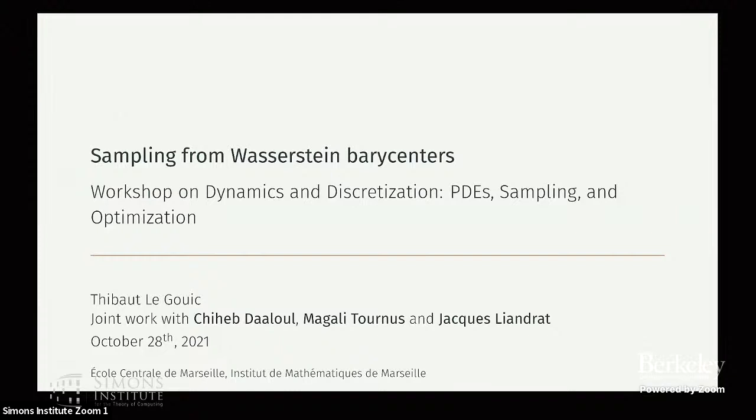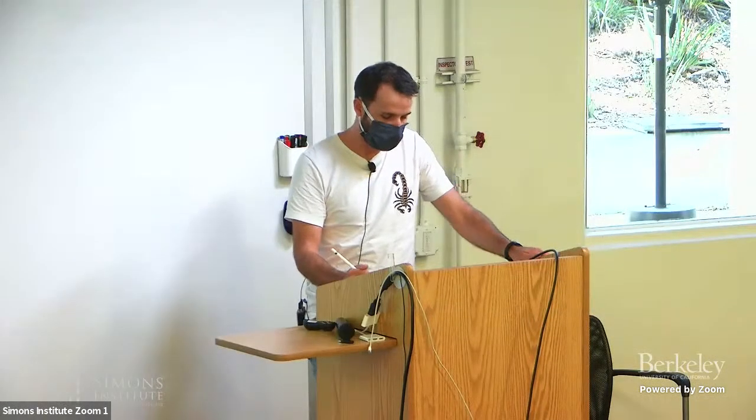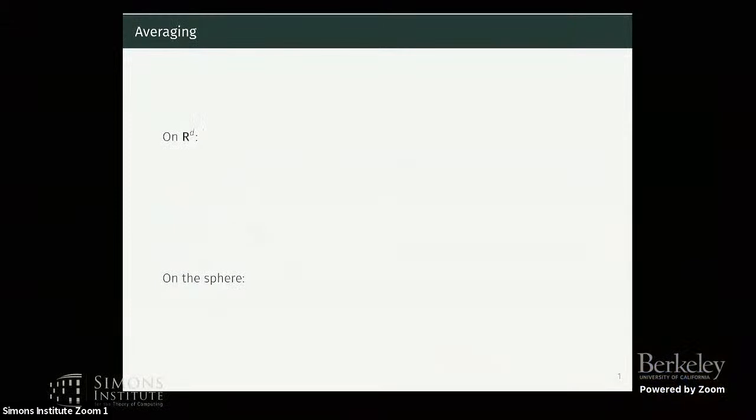So the problem that I'm interested in is sampling from the Wasserstein Barycenter. I'm going to start by defining the Barycenter. The Barycenter is a notion of average. So I'm just going to look at the definition of averaging on R^d and try to see how to extend it. When I have a bunch of points x_i on R^d, I want to find a point in the middle that sums up all my data.